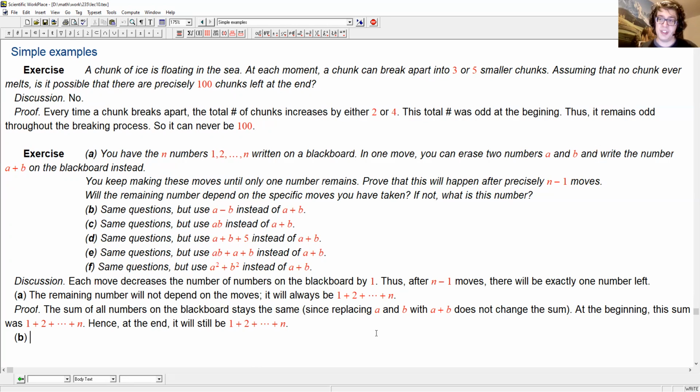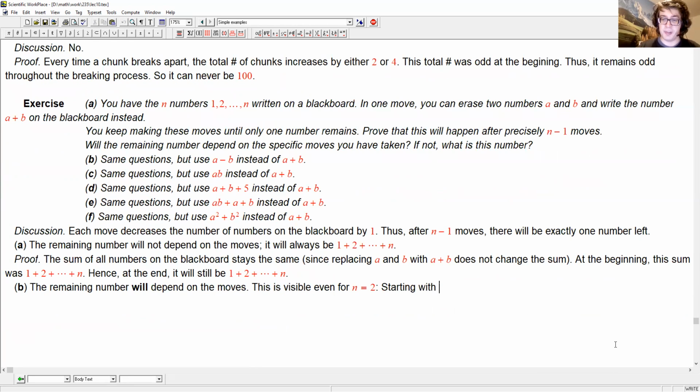Part B, the difference one. Well, you cannot easily find such an invariant, and it doesn't exist because the answer is no. The remaining number will depend on the moves. This is visible even for n equals 2, because starting with 1 and 2, you can make either 1 minus 2 or 2 minus 1, depending on which one you choose as a and which one you choose as b. But these are not the same, of course. And you can make such examples for bigger n's. It's not just 1 and 2.